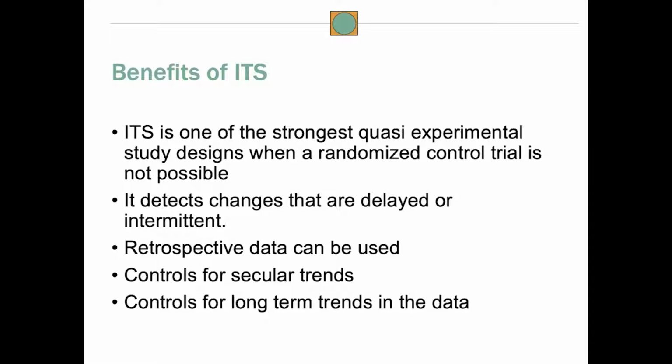So there are a few benefits for using ITS. It is one of the strongest quasi-experimental designs when a randomized controlled trial is not possible. It detects changes that are delayed or intermittent. You can use retrospective data in the analysis. It controls for secular trends in the data, unlike a 2-point or 2-period before and after t-test. And it controls for long-term trends in the data.